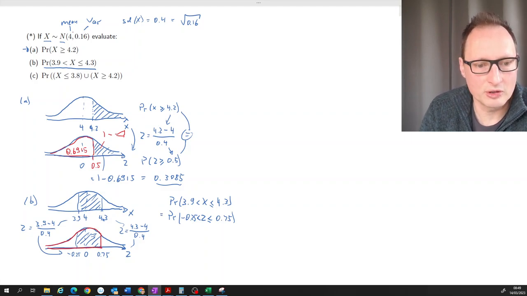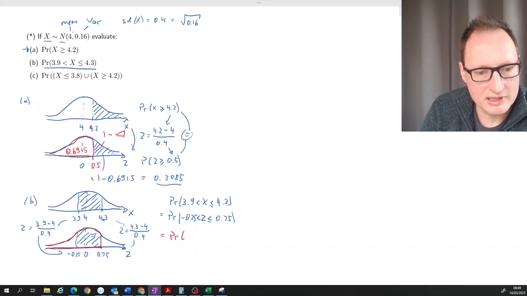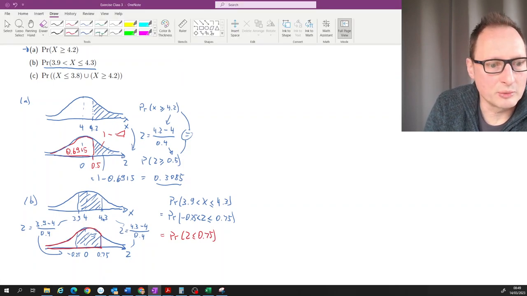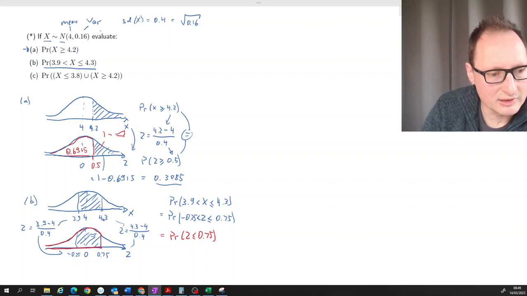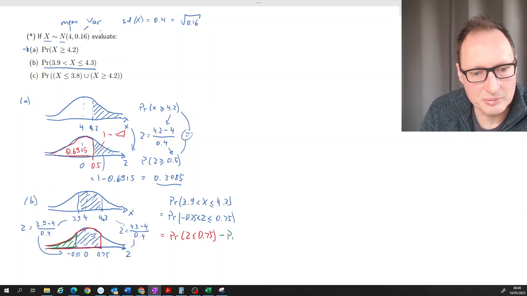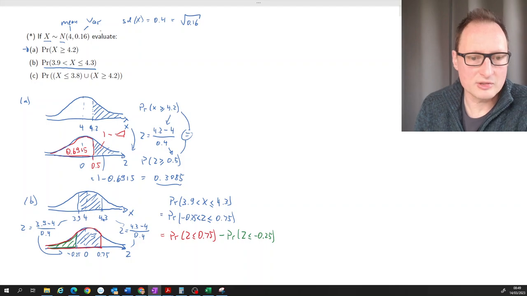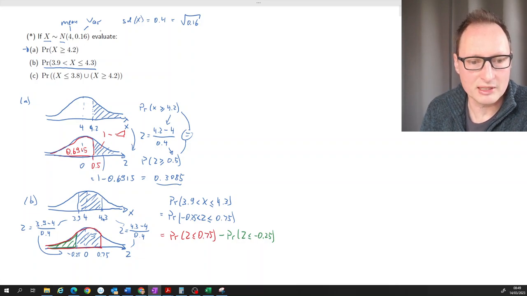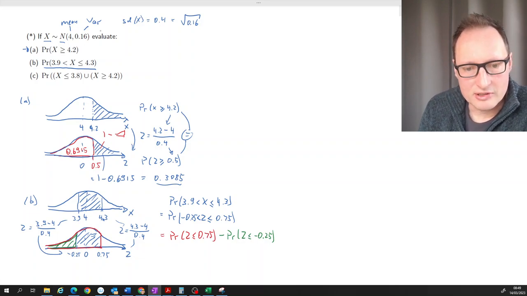because it's of the form smaller or equal to, and that is the probability that z is smaller or equal to 0.75. And then to get to our blue probability, we need to subtract this green probability here. So we subtract the probability that z is smaller or equal to negative 0.25. In this way, we deconstructed this interval into probabilities which we can both read directly off the table. So let's start with that one.